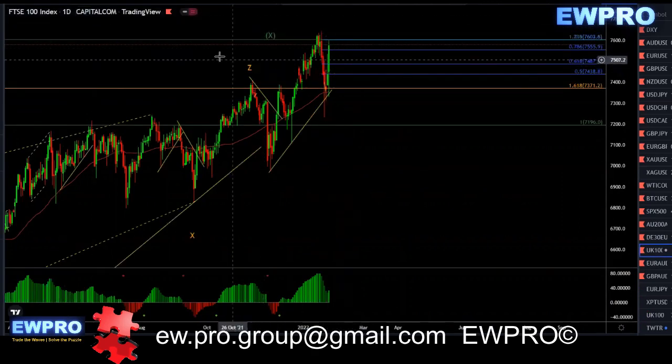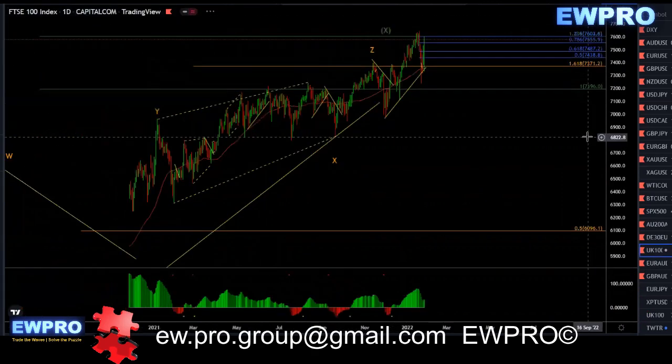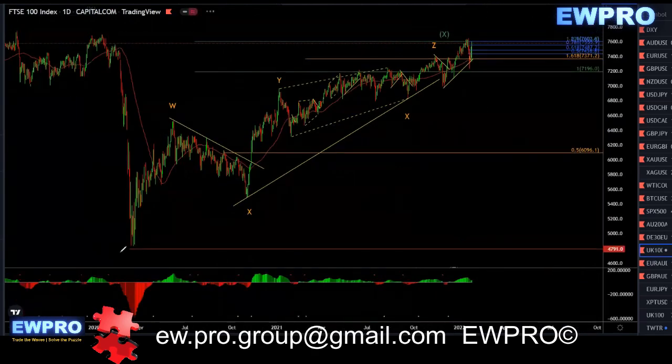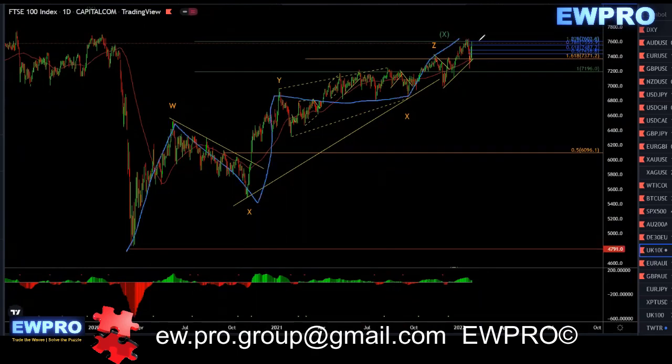The FTSE on the daily. So we got that WXY, X2, and we're getting that Z up. Again, we got this bull hidden here. I think we had a bull hidden there. We went and broke the top.